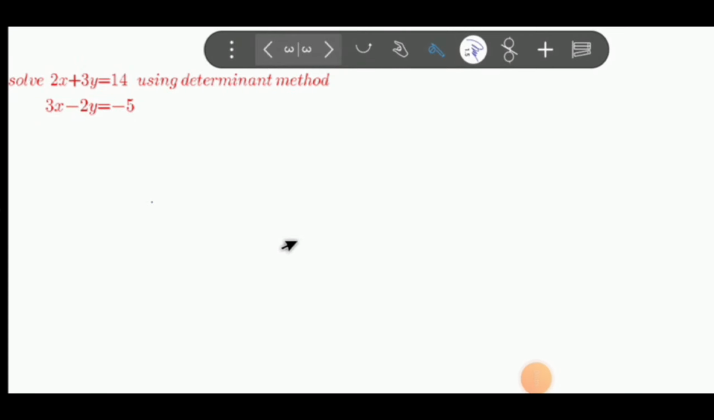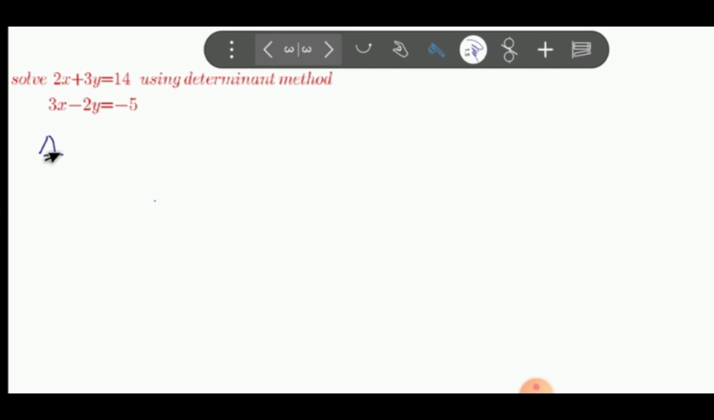Hey viewers, today I'm going to solve some questions using matrices. Now, the first question is a simultaneous equation using the matrix determinant method. So we go like this. Firstly, I'll first of all find change in x. So change in x will look like this.